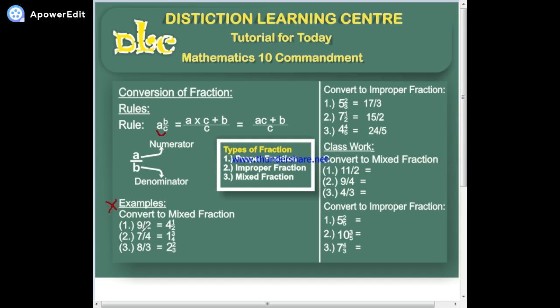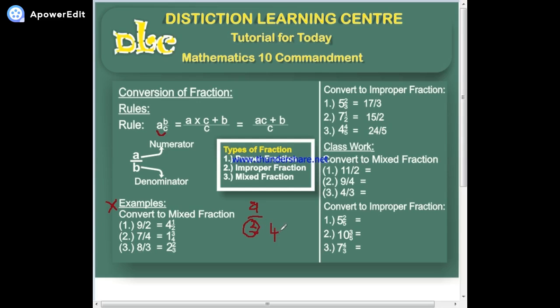Question 1 here is 9 over 2, that is 9 divided by 2. How can you do this? If you want to do this, the best way is to divide. How many 2s can we see in 9? We can see 2 in 9 four times. That means we have 4 as the whole number.